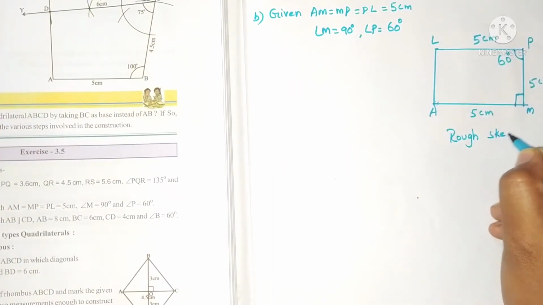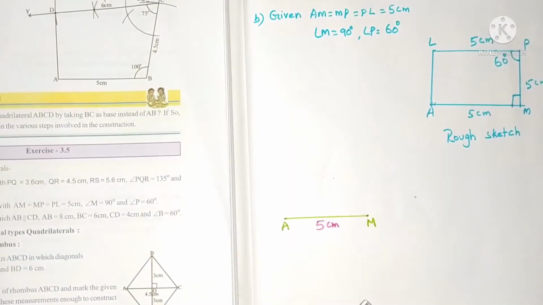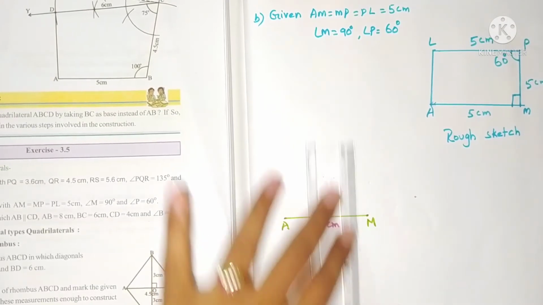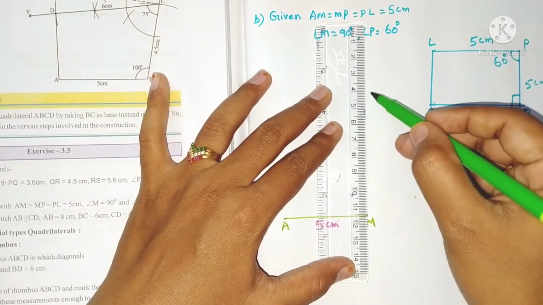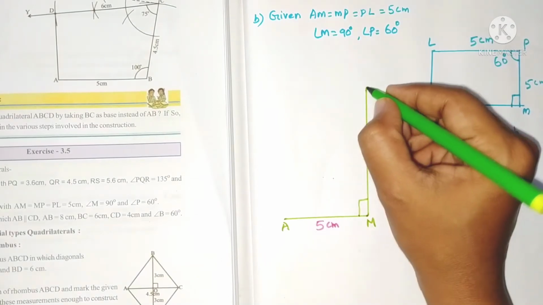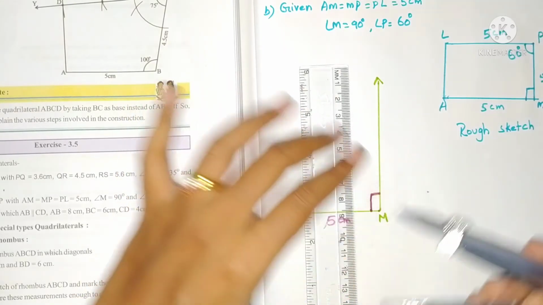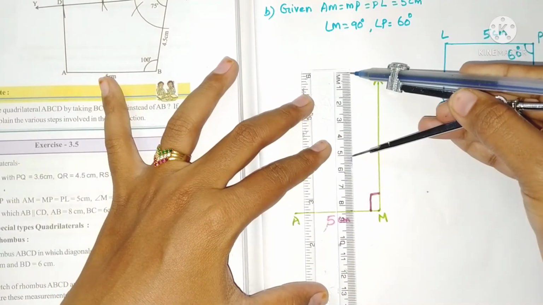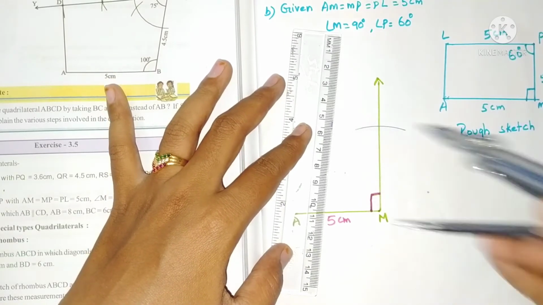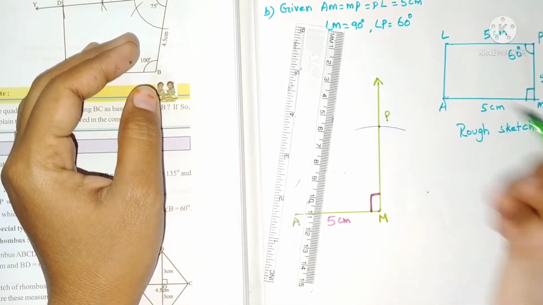So first step is draw a line segment of length 5 centimeters. So 5 centimeters line is drawn. Next angle M 90 degrees. So draw a ray like this. So this is 90 degrees. MP 5 centimeters. So take the compass and measure 5 centimeters. So by taking M as center, draw an arc. So it intersects at P.